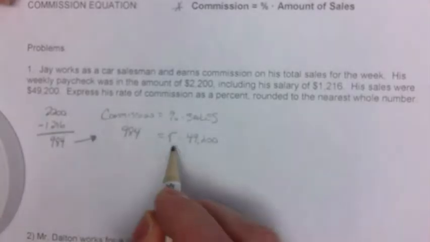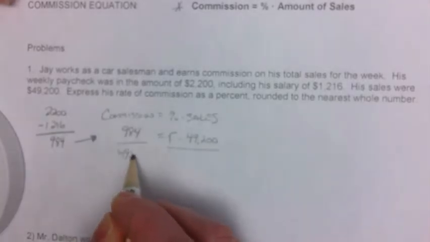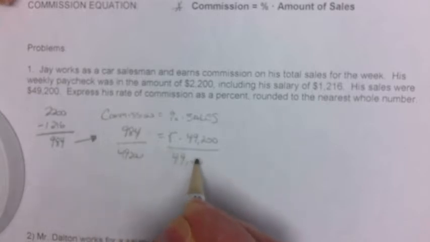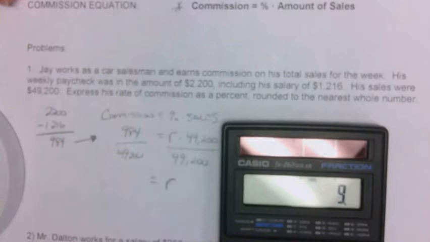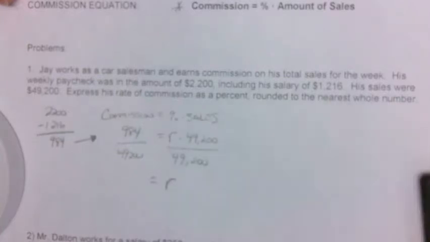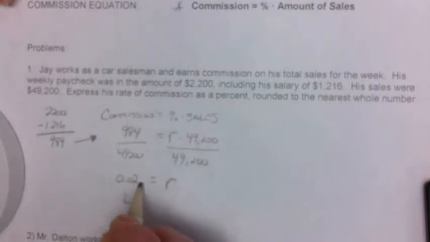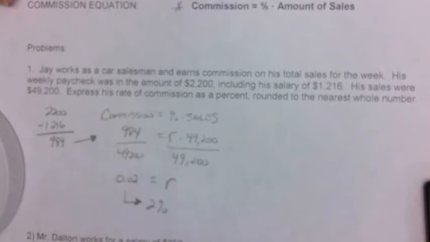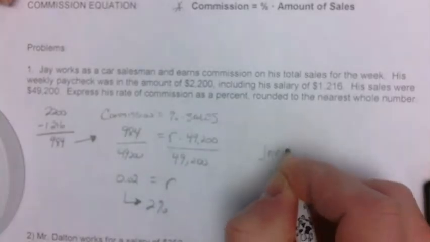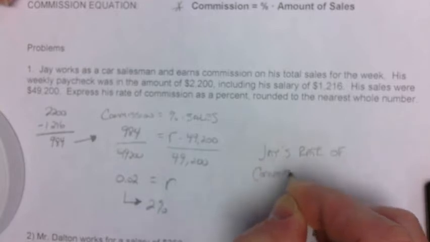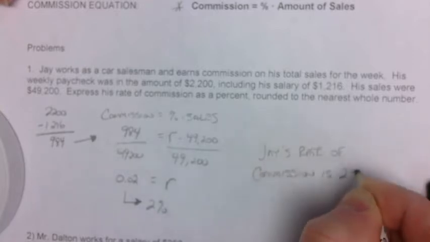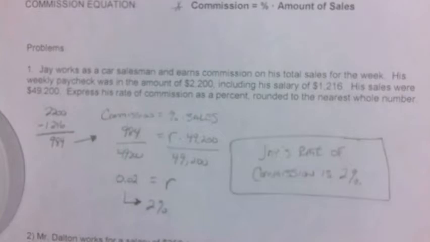To figure out the rate R, we'll divide each side by 49,200. On the right, that's going to isolate R. And with our calculator, we'll type in 984 divided by 49,200. And we get 2/100ths. R equals 2/100ths. And then we change that into a percentage, move the decimal to the right twice, and you get 2%. Jay's rate of commission is 2%. Jay has a 2% rate of commission.